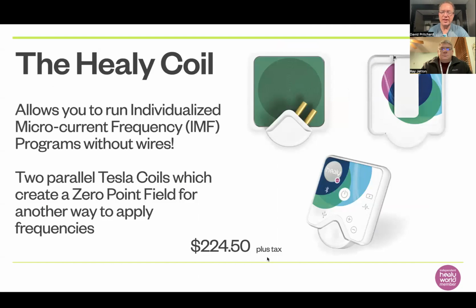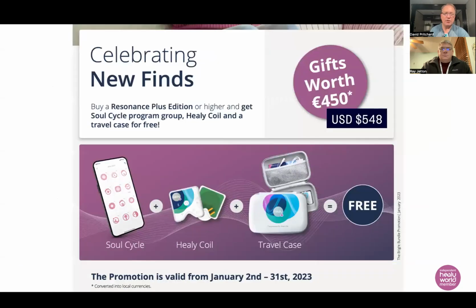The Healy coil is a separate purchase. That's this amazing little Tesla coil device that allows you to do frequency programs without the wires when you want. And it's about $225. However, right now there is a promotion, another promotion, in addition to the 40% off for those top 3 editions. If you buy one of the top 2 editions, either Resonance Plus or the Professional, you get 3 free gifts that total up to about $548.